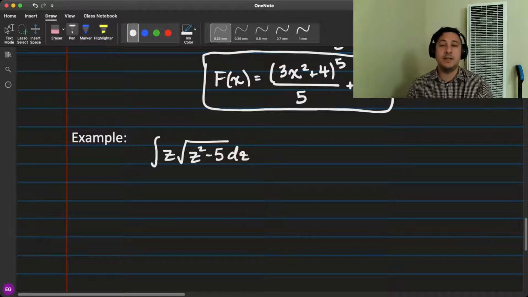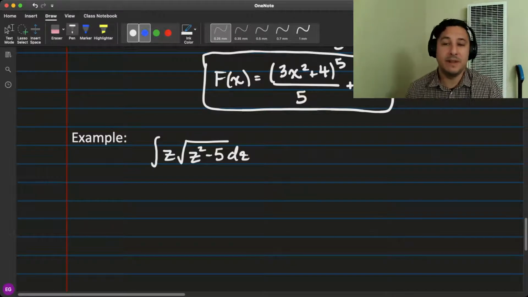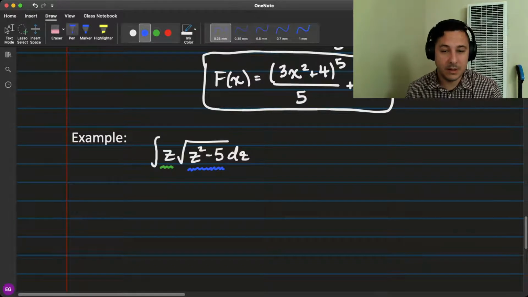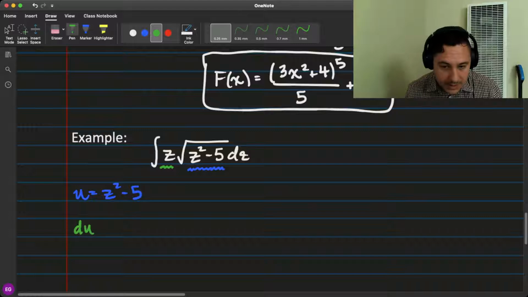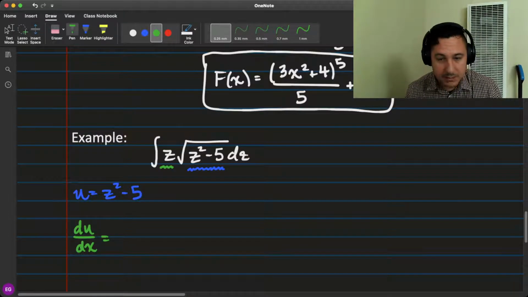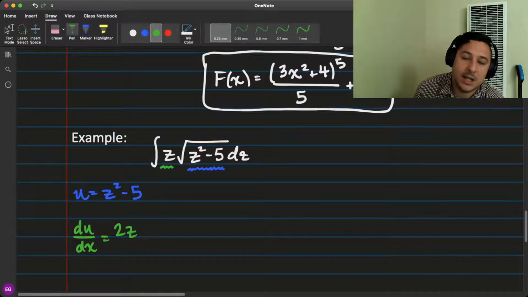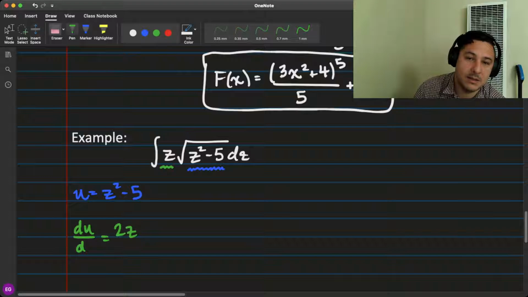So remember, how do you start this? You start looking for a substitution by finding something that might be equal to the derivative of something else. So you're like, z squared minus 5 and z, those are pretty close to being derivatives. If you set u equal to z squared minus 5, then your du dx would end up being 2z. But then you look at this and realize, actually, this should be du dz, my bad. Not du dx.